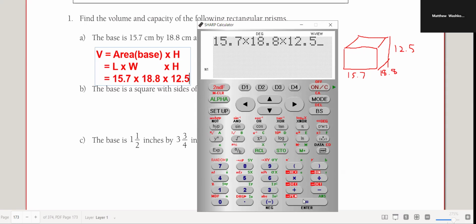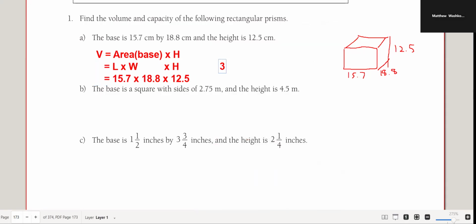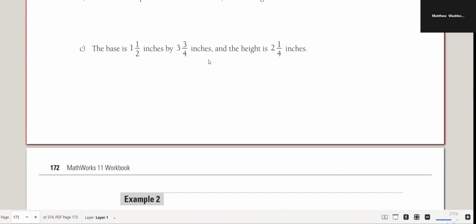It's not so easy with some of the other shapes, though. So in this case, it'd be 3,698.5. 0.5 what? Well, it's centimeters, and because it's volume, I'm multiplying 3 centimeters. It's cubed. I'm going to circle my final answer. I'm going to trust you guys to be able to do those ones.